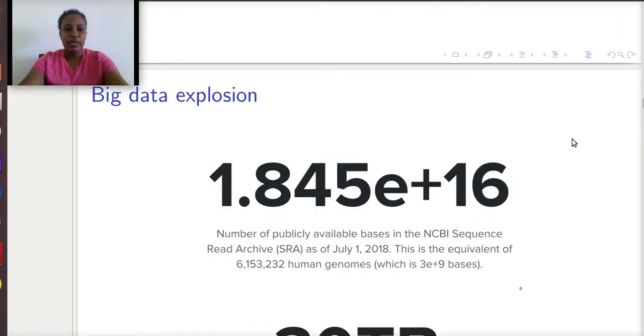So to get a feeling of how big this data is, the number of publicly available bases in the NCBI Sequence Read Archive as of July 2018 is equivalent to 6.1 million human genomes, and one human genome has a size of 3 billion base pairs.